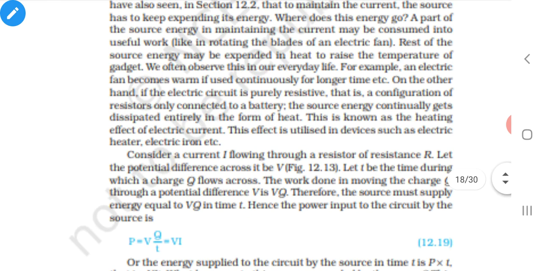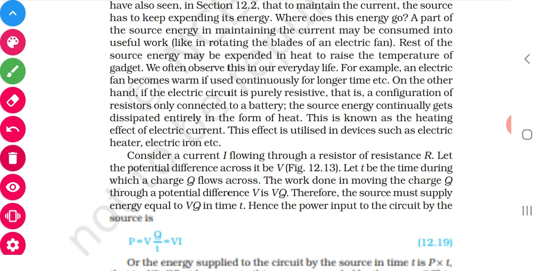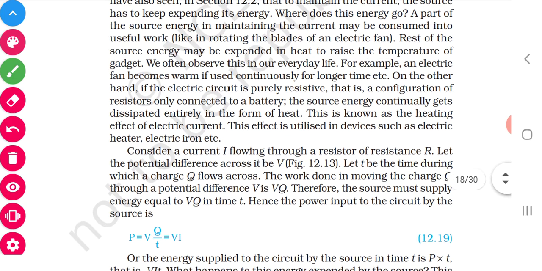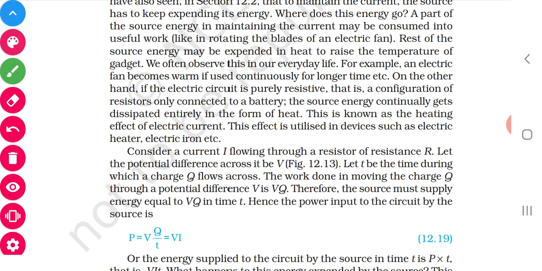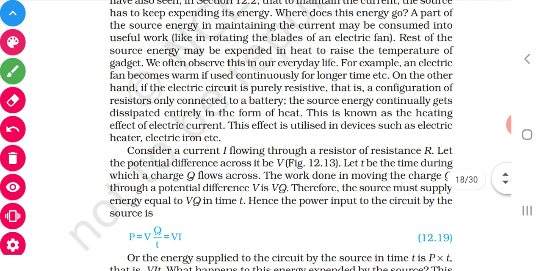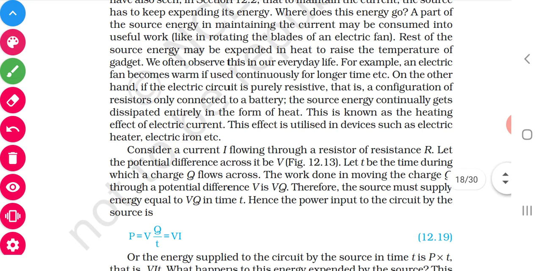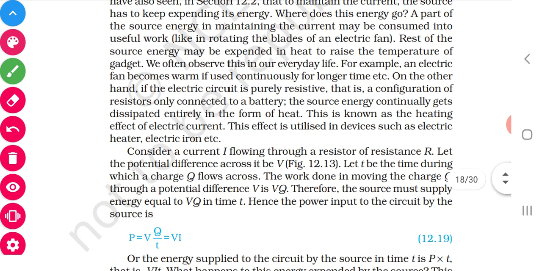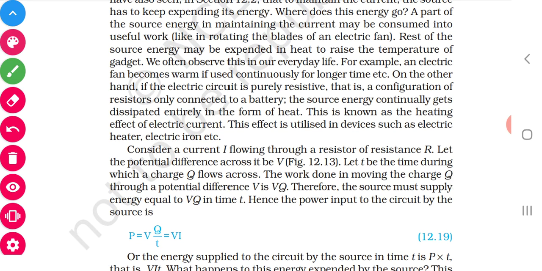Now all of you take your book and underline the words: a part of the source of energy in maintaining the current may be consumed into useful work. The rest may be expended out as heat. It raises the temperature of the gadget. Not only fan, not only mixie, in every electrical appliance we see this. A useful work has been obtained, and the gadget becomes hot. We can see this in a computer, in a fan, everywhere, isn't it?